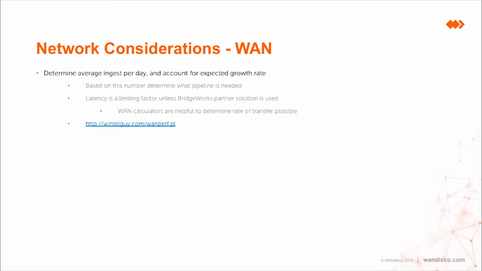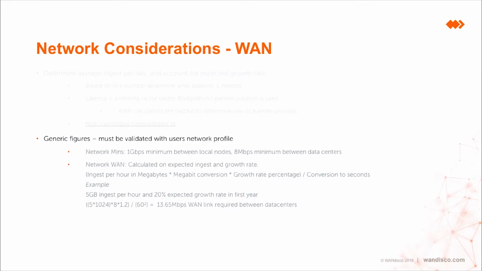The URL below can help you with that calculation. Generic figures must be validated with the user's network profile. Typically, it will include this type of setup: a network minimum of 1 gig between local nodes, and 8 megabytes per second minimum between data centers.